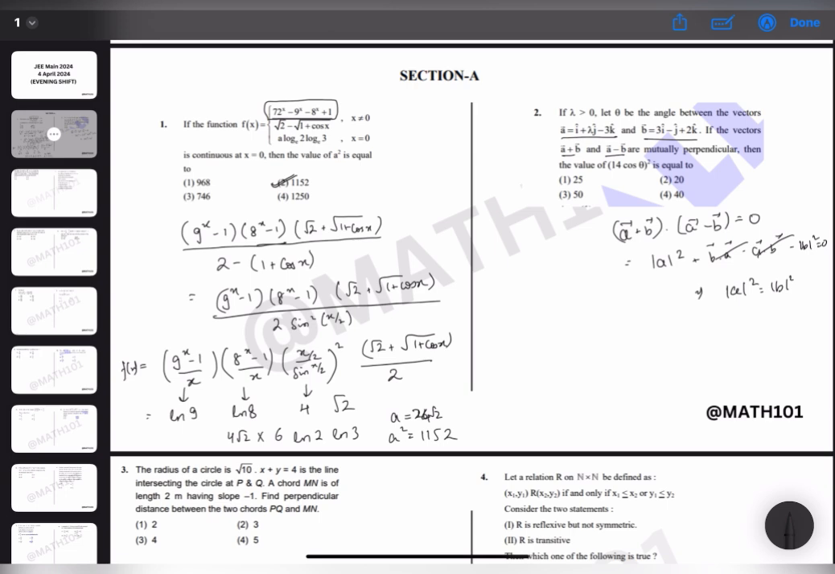So mod a is under root 1 plus lambda square plus (-3) squared, and this is squared, so the root goes away. Then mod a square. Mod b square is 9 plus (-1) squared plus 4. That is lambda square plus 10 equals 14. So lambda square equals 14 minus 10, which is 4.